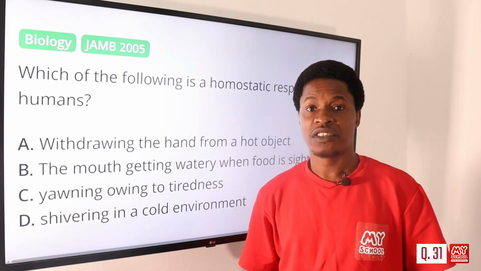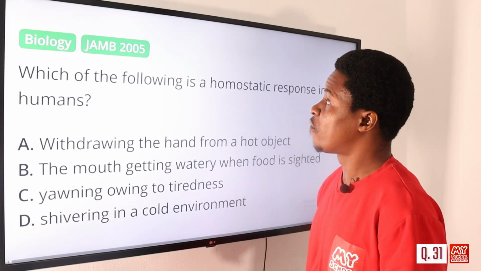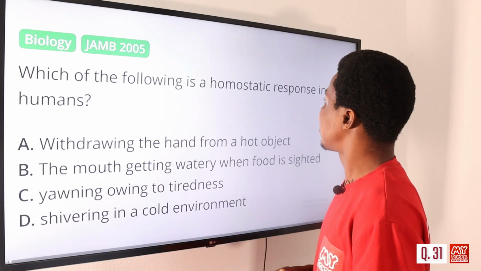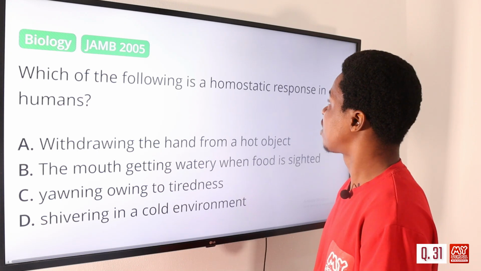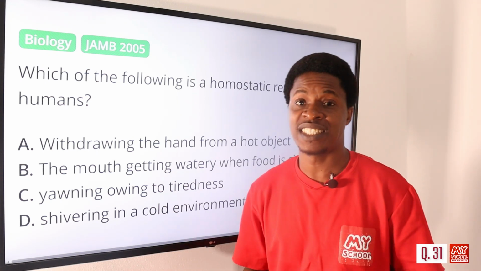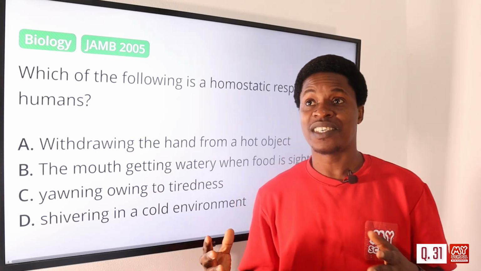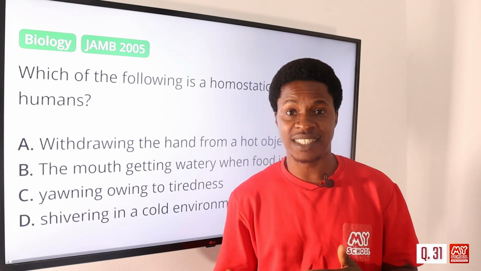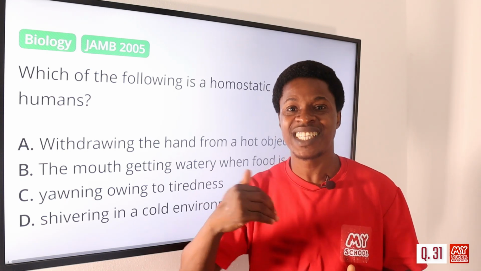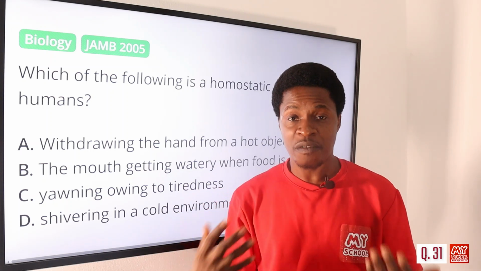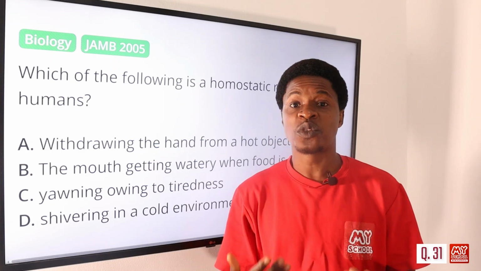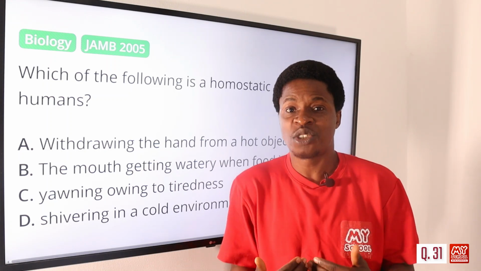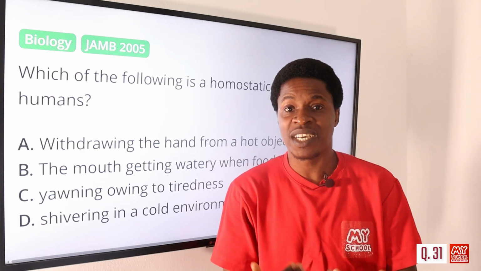Now we are moving on to question number 31. Which of the following is a homeostatic response in humans? When we talk about homeostasis, of course, that's a topic that has to do with balancing, regulation of the internal environment of living organisms. When we talk about internal environment, how do you feel? What happens when there is excess or shortage of the hormones present in the body?